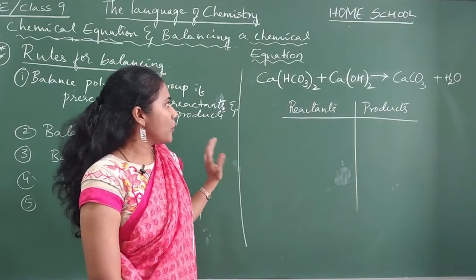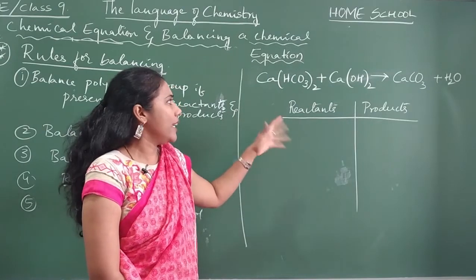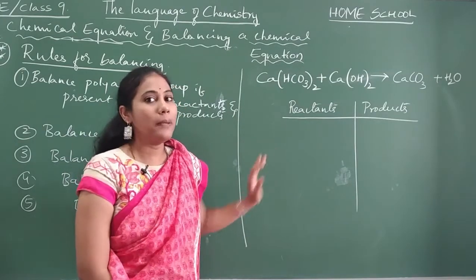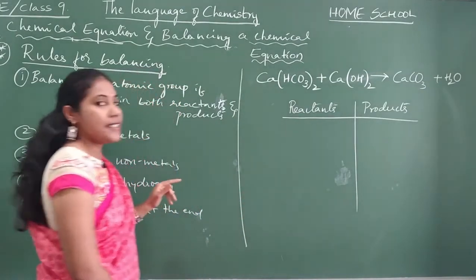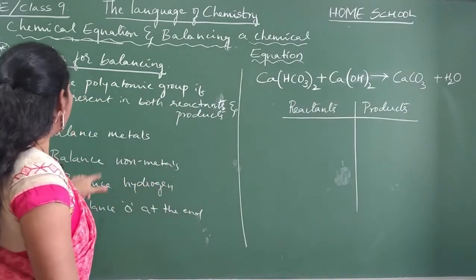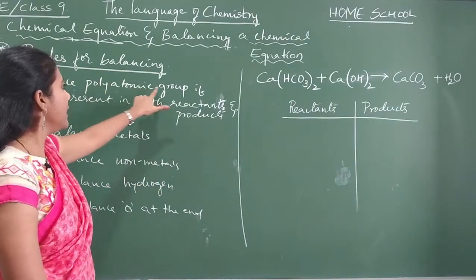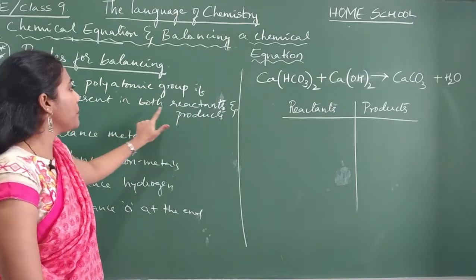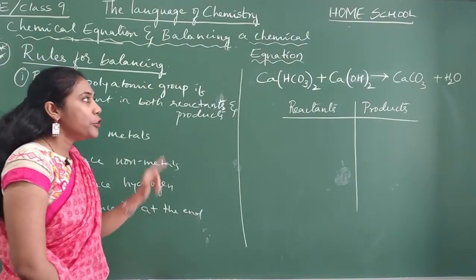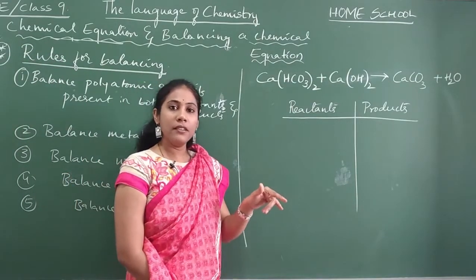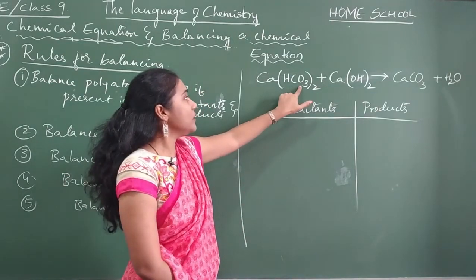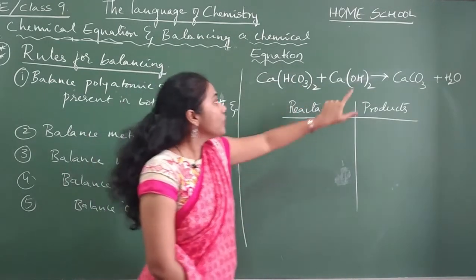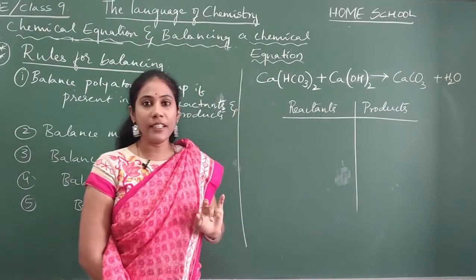Looking at the equation only, you can guess no element is balanced. You have to balance it. So start thinking from polyatomic groups onwards. Balance polyatomic groups if present in both reactant and product. Do you have polyatomic groups here? Definitely. HCO3 is one polyatomic group. OH is another polyatomic group.